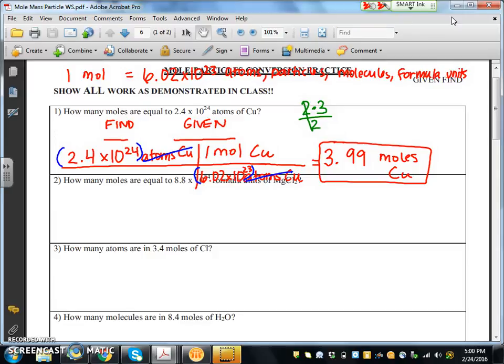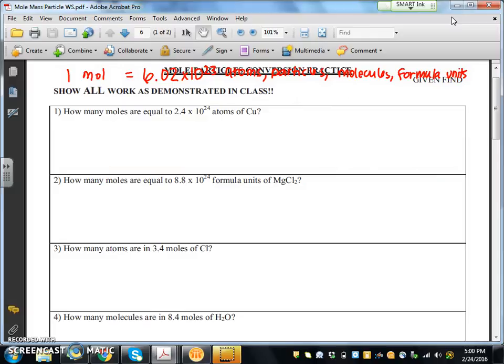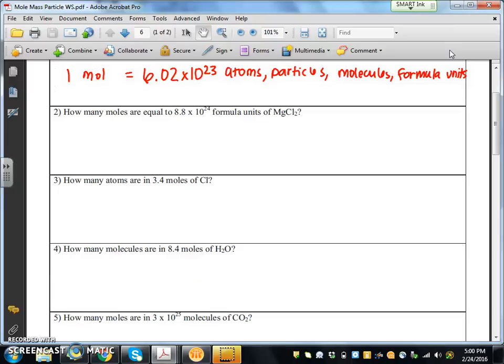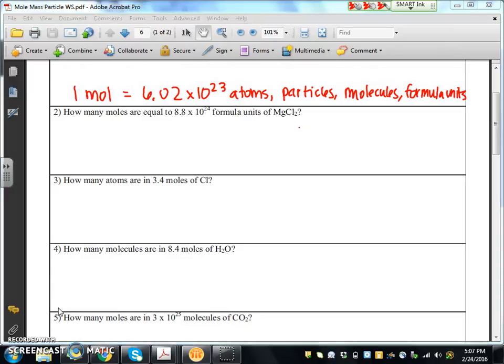Okay, let's work through problem number 3. I'm going to erase our work for problem number 1 so that I can scroll down all the way and bring it front and center. Okay, so problem number 3 says how many atoms are in 3.4 moles of chlorine. So I see that 3.4 moles of chlorine is what is given to me, and I'm trying to find the number of atoms of chlorine.